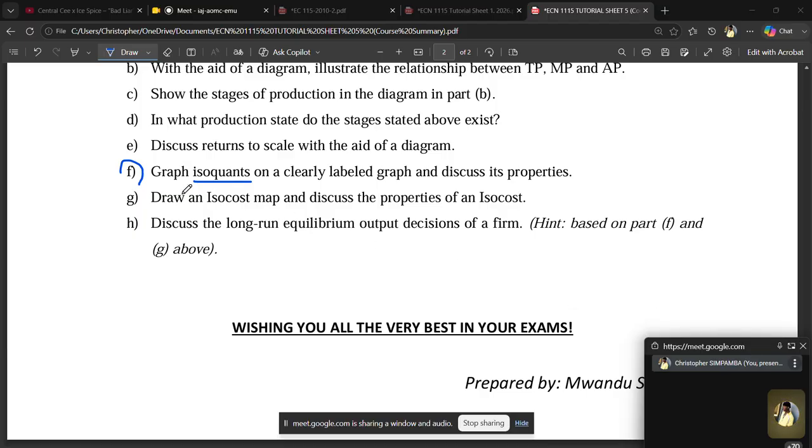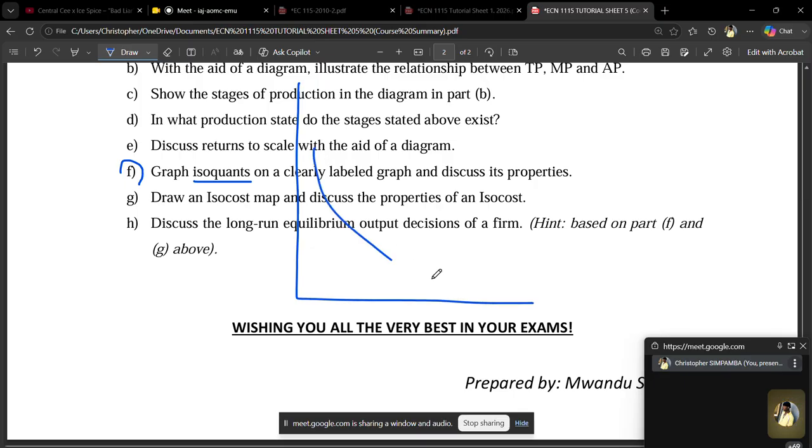Okay, so what is an isoquant? An isoquant is a curve that shows possible combinations of inputs that are put in production, and they give out the same level of output. So the properties of an isoquant: it is downward sloping. An isoquant looks like that, you can draw curves like that and show that these are isoquants. An isoquant is downward sloping, which shows the marginal rate of technical substitution.